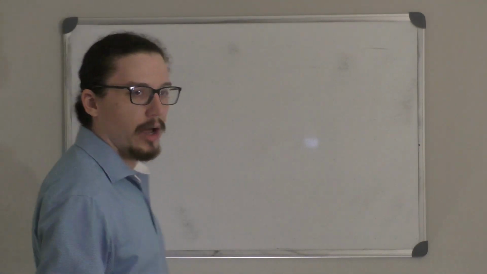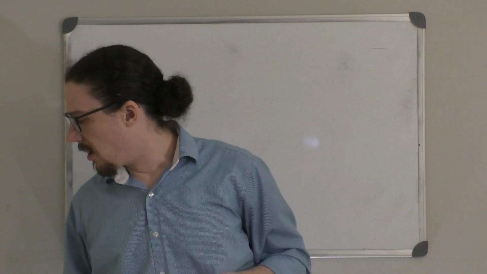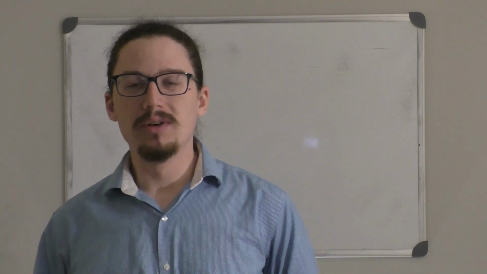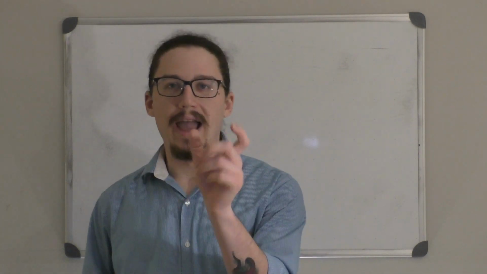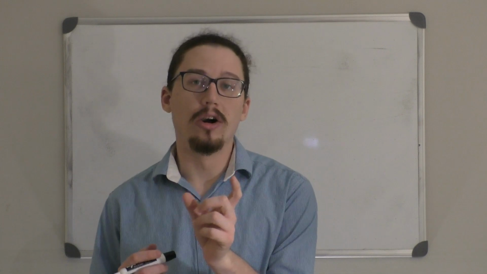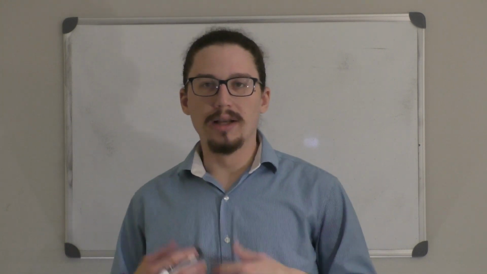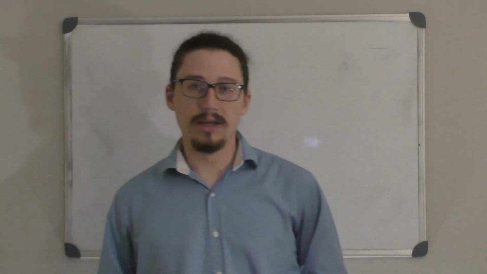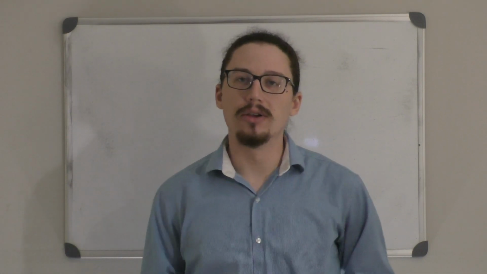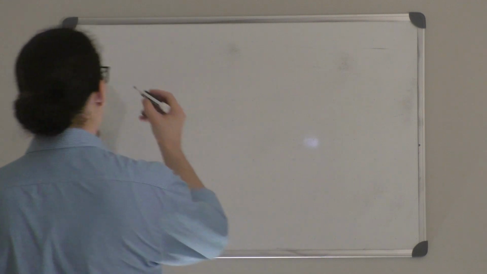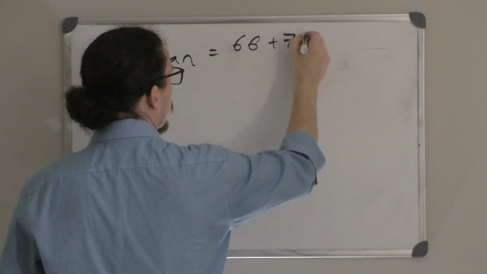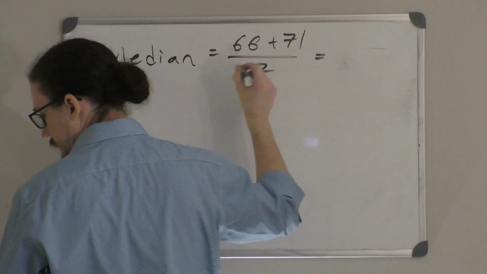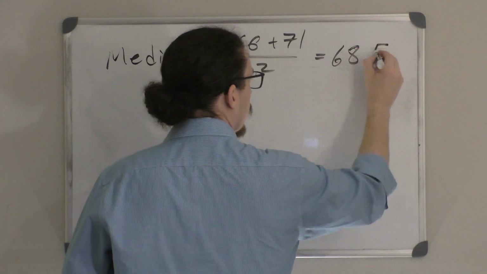I was going to write this data back up here, but no, that's going to take too much time. So we're not going to have one value right in the middle. When we have an even number of observations, we average the two numbers that are in the middle. In this case, the two numbers in the middle, the 6th and 7th values, are 66 and 71.